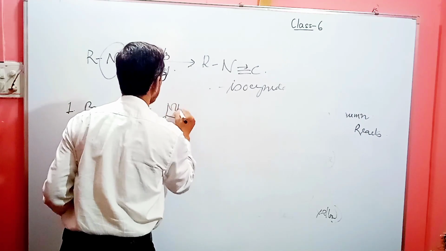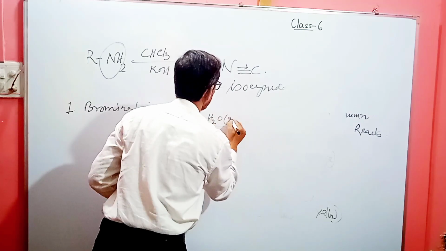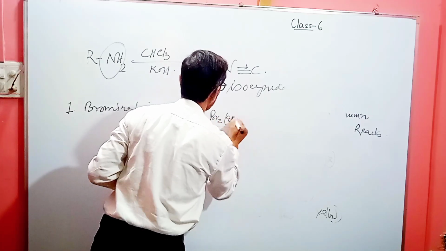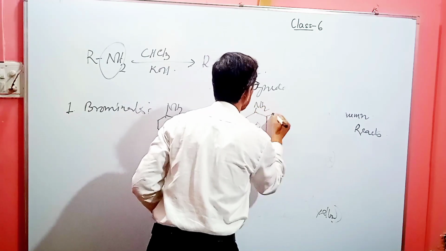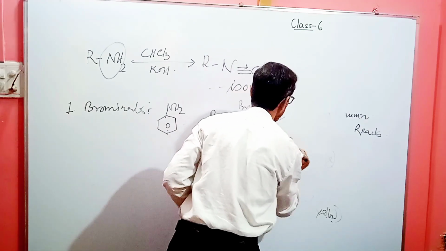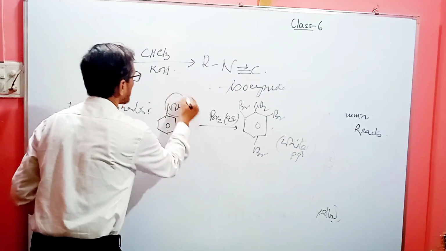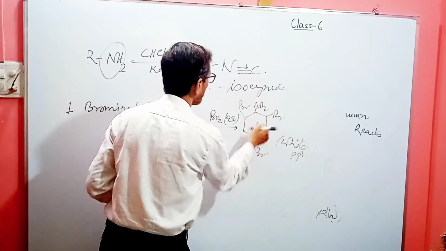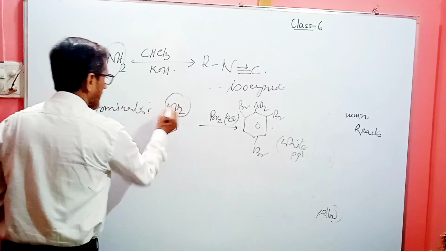Aniline in presence of water, means aqueous bromine, gives this compound, 2,4,6-tribromoaniline, a white precipitate, and this is unprotected. Due to the activity of the NH2 group, we get three bromines in the ring. Electrophilic substitution of three bromines occurs when it is unprotected.